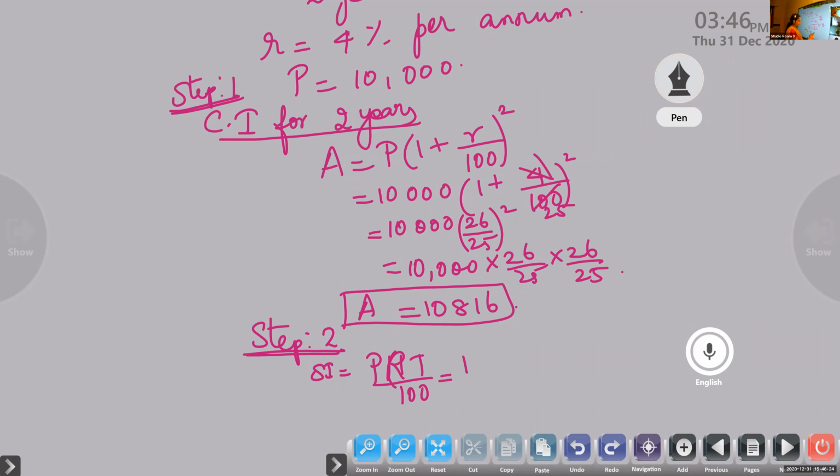So P is here 10,816. What is the rate of interest given here? Rate of interest is 4. And look at the time period: it is for 6 months. If you convert that into years, what do you get? 6 by 12, by 100.